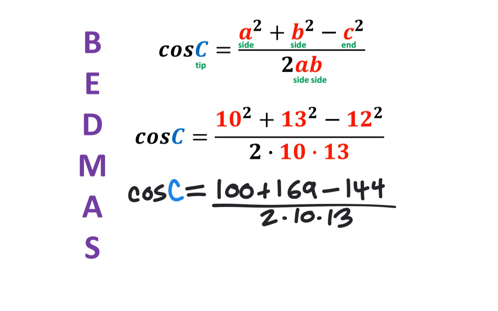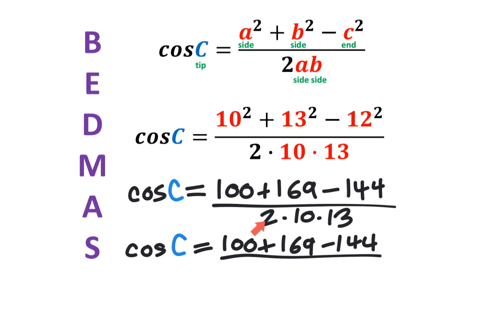The next letter in BEDMAS is D, which is division. I don't see any division yet, so we can move on to multiplication. And I see multiplication right over here and here. So 2 multiplied by 10 multiplied by 13 gives us 260. Everything else remains unchanged.